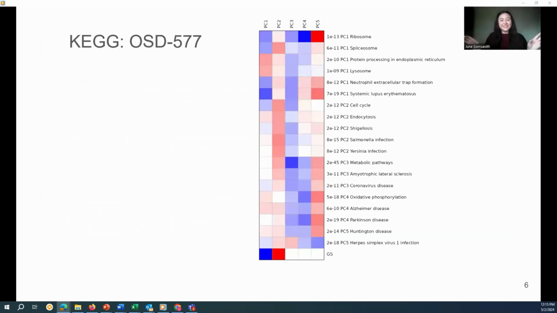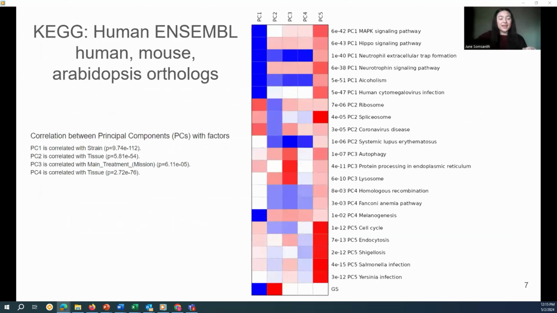For this, I'm going to be comparing a single human study with the combined matrix. For the combined matrix, I used human Ensembl and combined the human, mouse, and Arabidopsis orthologs into one data set and created a factors matrix based on the factors from the previous chart and analyzed it all. There is a big difference in terms of what's happening at the molecular and biological levels with this method of analysis.